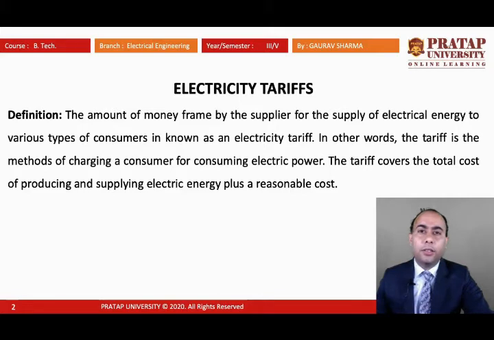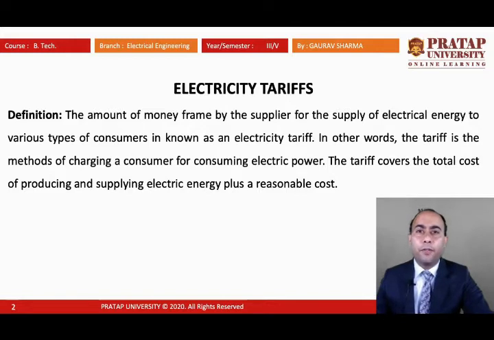Tariff is a price which we are paying for use of electricity. The amount of money framed by the supplier of the supply of electrical energy to various types of consumer is known as electricity tariff.